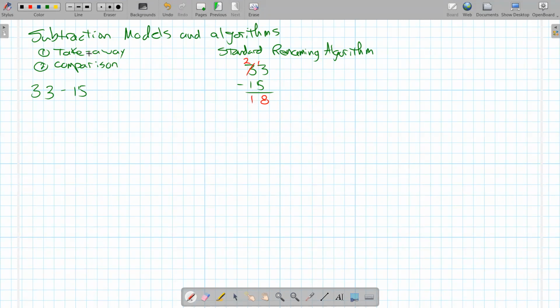I want to show that with the blocks with a takeaway. And I want to show that again with the blocks with a comparison. The takeaway picture with the blocks looks slightly different than the comparison. So I got to come up with a story, any kind of story you want. So let's see, what's my story for part A, takeaway?